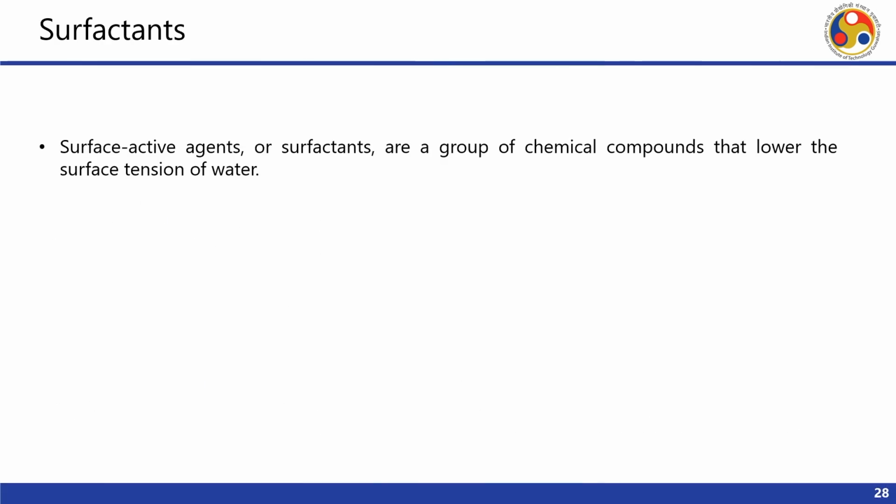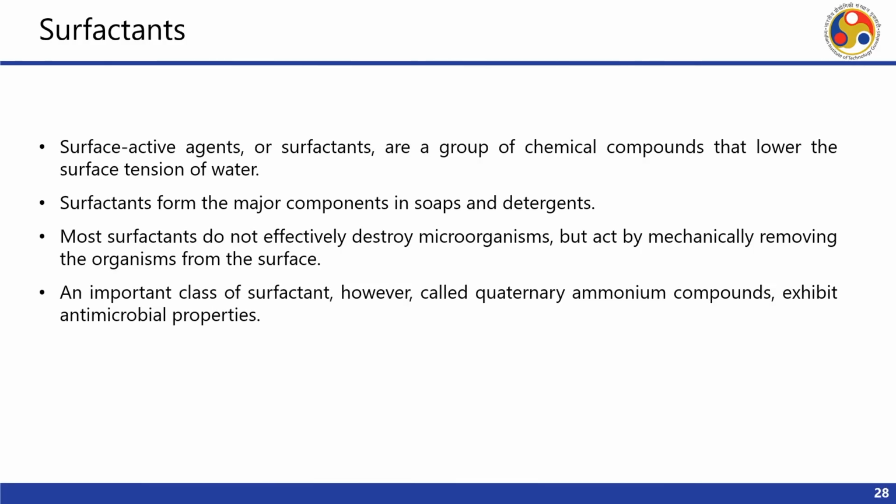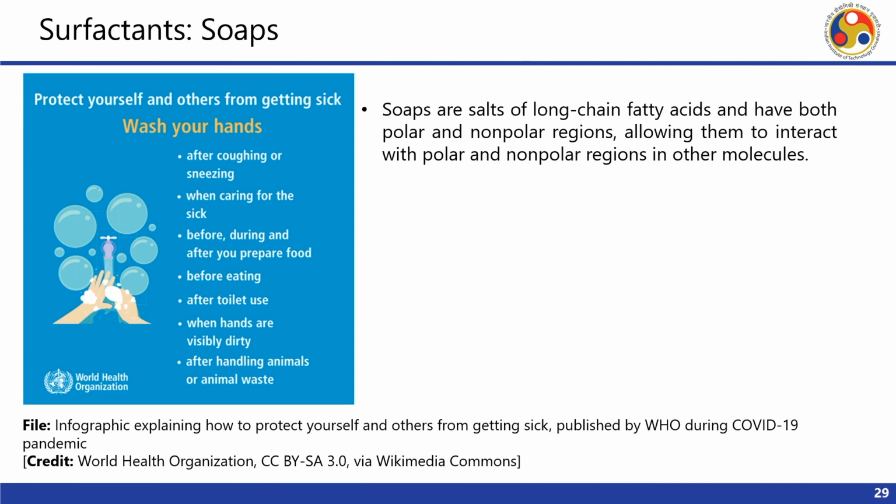Let us now discuss another class of chemical agents which control microbial growth, which we briefly call surfactants. These are surface active agents and are a group of chemical compounds that lower the surface tension of water. Surfactants form the major components in soaps and detergents. Most surfactants do not effectively destroy microorganisms, but act by mechanically removing the organisms from the surface. An important class of surfactant, however, called quaternary ammonium compounds exhibit antimicrobial properties.